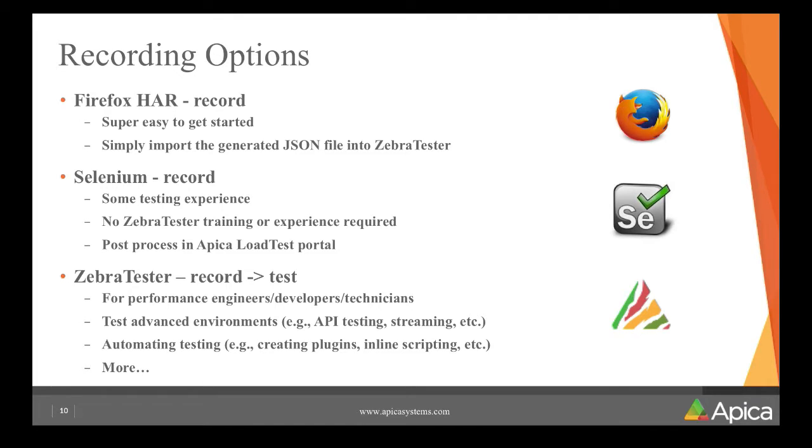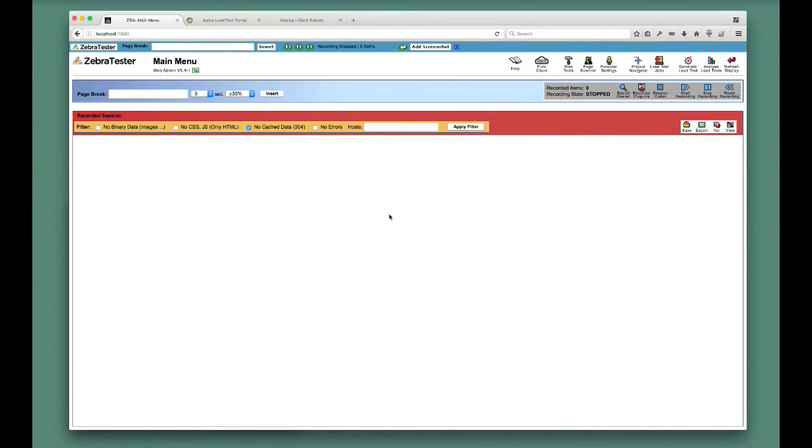So I'm going to switch to my ZebraTester instance. It looks like this. And to record something here, there's a few prerequisites that you need. One, you will need ZebraTester installed locally on your computer or in the cloud. Two, you'll need a ZebraTester recording add-on for Firefox. And third, we do recommend that you use Firefox for this, as it's also a prerequisite for the recorder add-on.